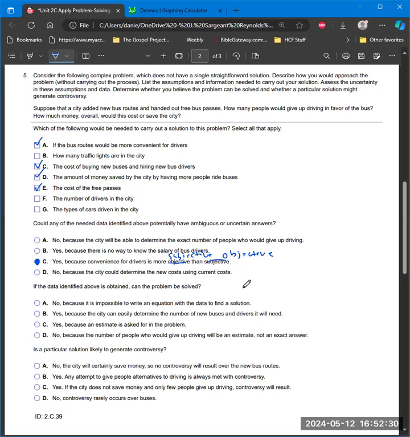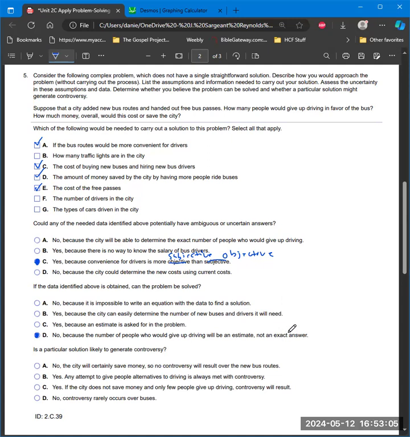If the data identified above is obtained, can the problem be solved? No, because the number of people who would give up driving would be an estimate, not an exact answer. And also people wouldn't necessarily stick with the choice that they made. People might just use the free bus pass for as long as it was free, and then would go right back to driving once they had to pay for their own bus pass, would be another reason.